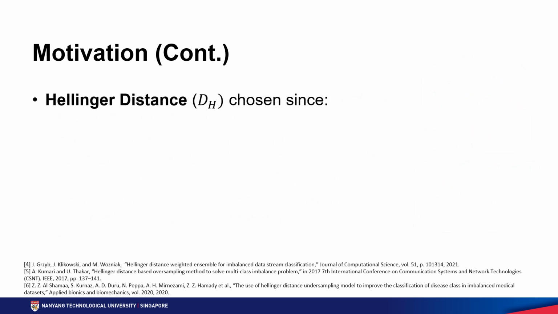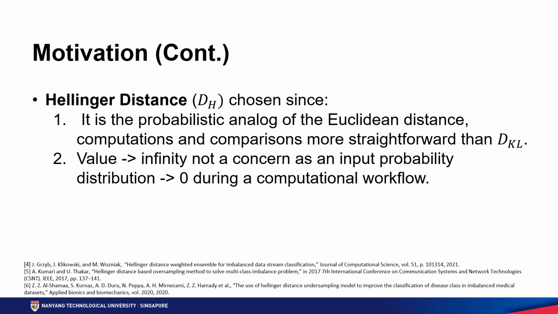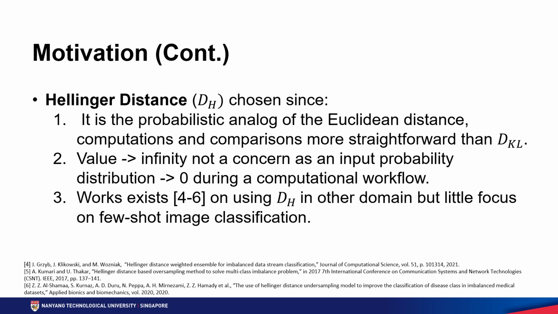So, why the Hellinger distance? There are a few reasons behind this choice. The first is that the Hellinger distance is the probabilistic analog of the Euclidean distance, and thus makes any computation more straightforward than that of the KL divergence. The second is that we do not need to worry about its value diverging to infinity when any input distribution value tends to 0 during the computational workflow. Lastly, there are works that exist on using the Hellinger distance in other domains, for instance, in audio classification, but as far as we know, there is little focus on using the distance for few-shot image classification.